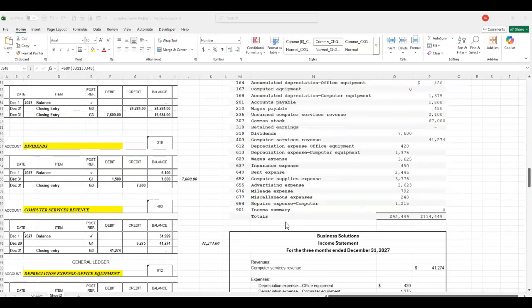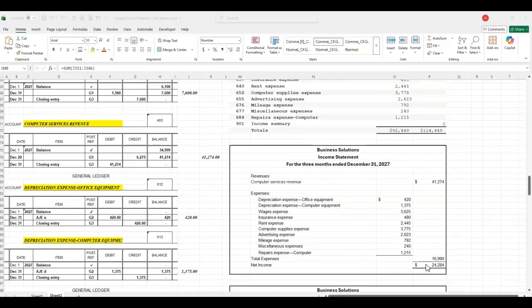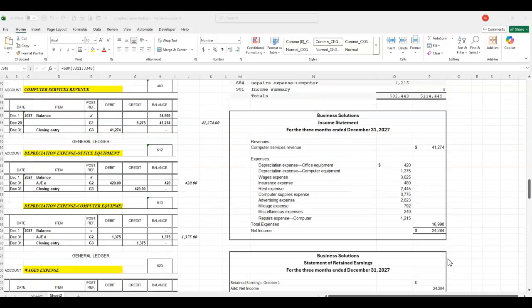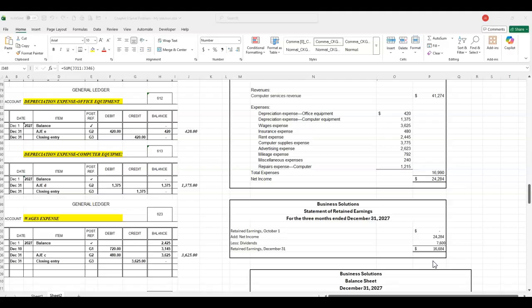And then we just roll up our trial balance. I call it rolling it up. We start at the bottom and we take our expenses and our revenues and we create an income statement. That gives us our net income. From there, we take our net income, beginning retained earnings, which is 0 in this case, add our net income, subtract away our dividends, and that gives us our ending retained earnings.